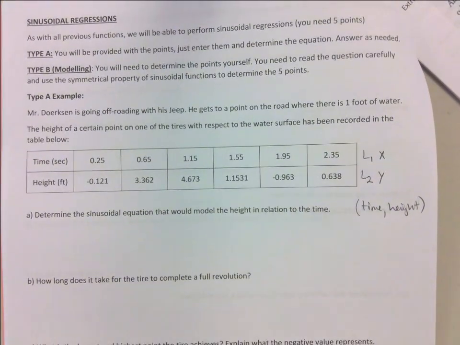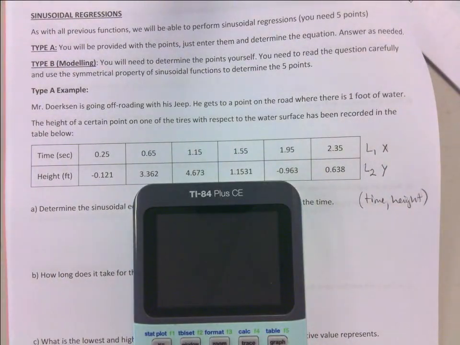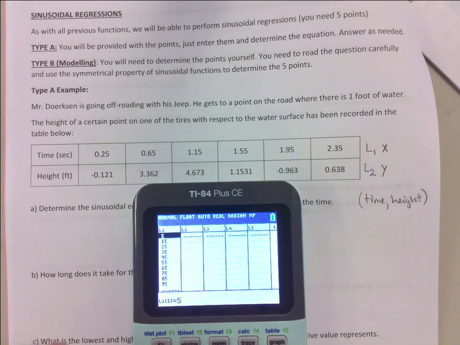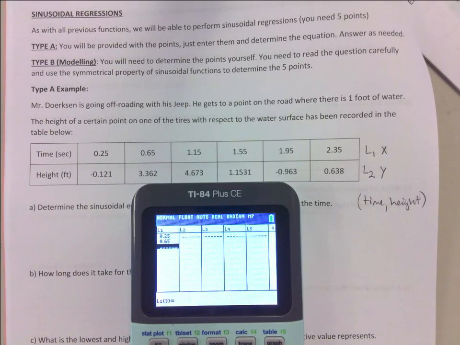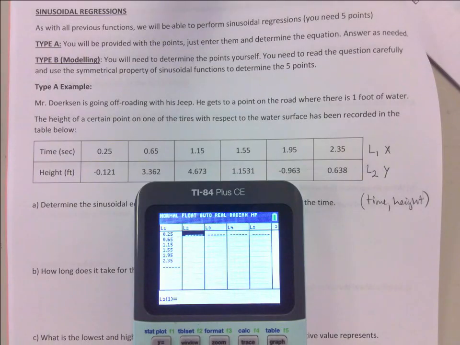Okay, there we go. So let's do that. Let's type this thing in. Way more than 5 points, but that's not a problem for us. I'm going to clear everything. Oops, don't forget the decimal. Type that in. Don't forget the negatives, right? Make sure you don't miss the negative.